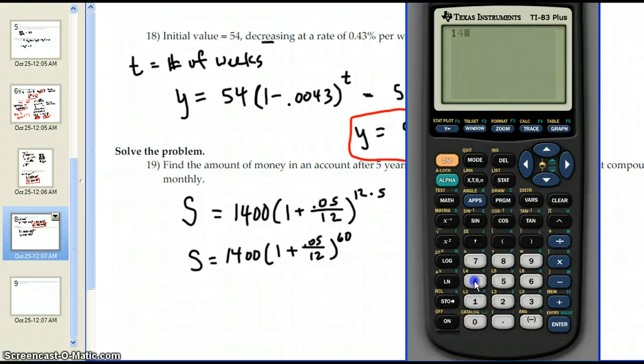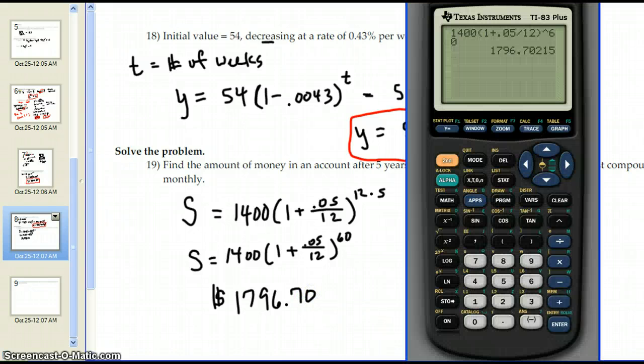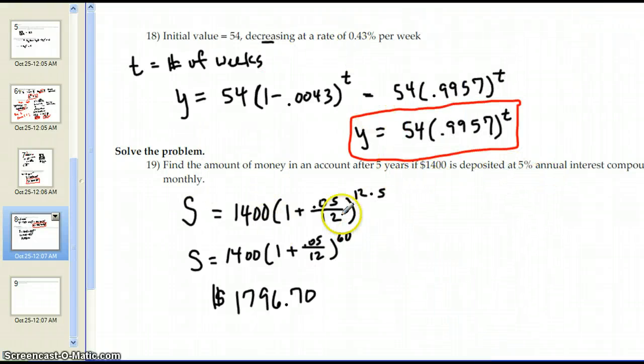So 1,400, I'm going to do it exactly like I see it, so parentheses 1 plus 0.05 divide by 12, close parentheses, raise it to the 60th power. Alright, I get 1796.70. This is money, so round it to 2 decimal places. Make sure I did that right. 96.7, okay. Alright, so this is how we would do that.